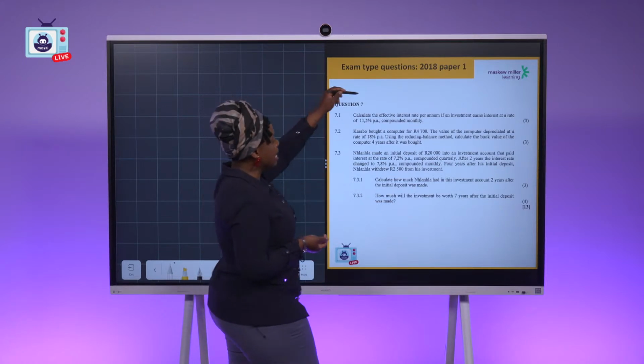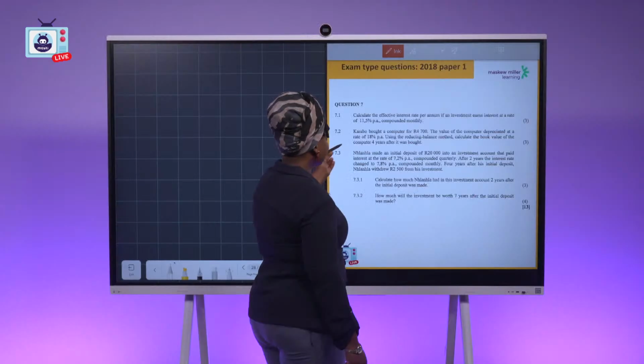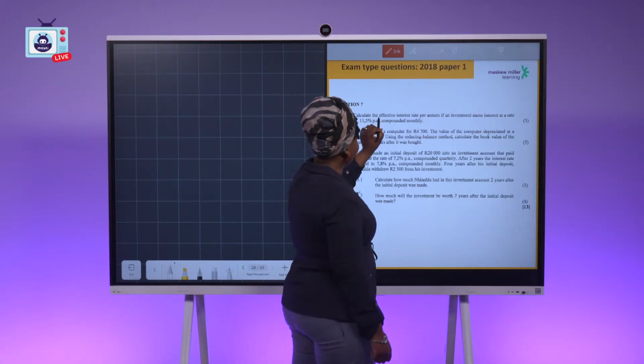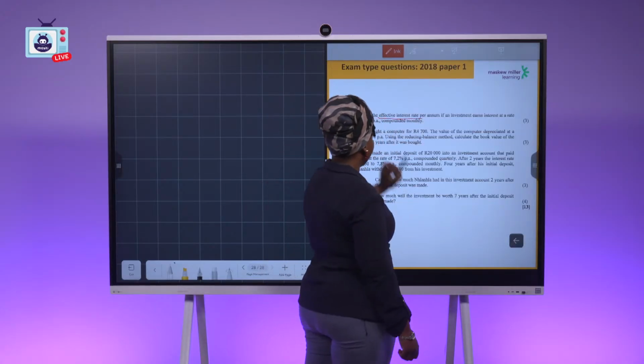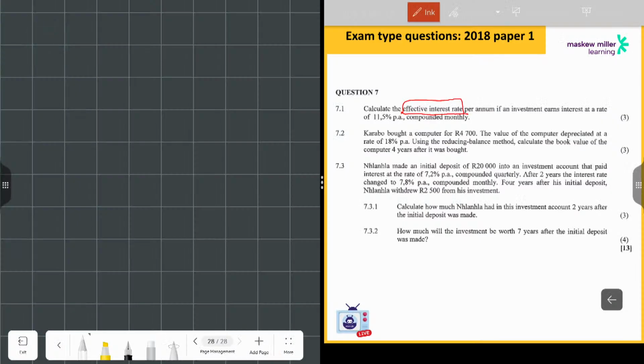So here they are saying to us always, my advice is underline, make sure that you highlight what you have so that what you don't have, it's automated that you need to look for. Right. So let's read and analyze. Calculate the effective interest rate, right? So that is one that we know. This helps us to identify the formulas that we want to use as well.